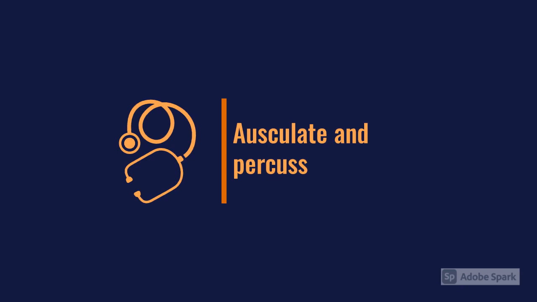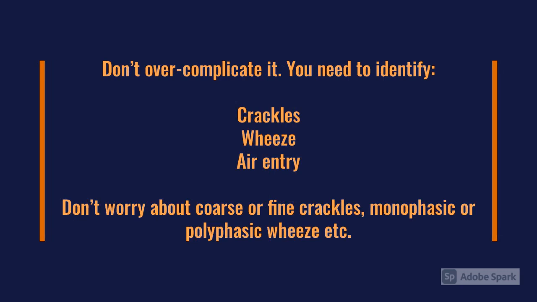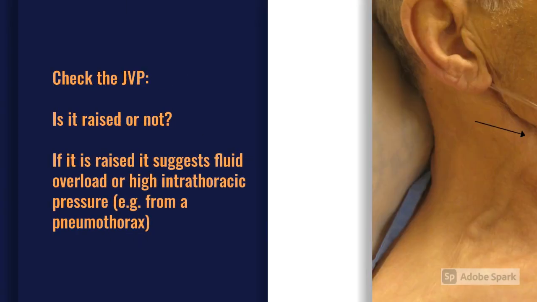It's important when you're doing an A to E not to overcomplicate it. So when you're listening to the chest, just listen for crackles, listen for wheeze, listen for air entry or the absence of air entry. Don't try and worry if it's coarse crackles or fine creps or all that sort of stuff. Monophasic wheeze, biphasic, it doesn't matter. Just identify that there is crackles, wheeze, absence of air entry.